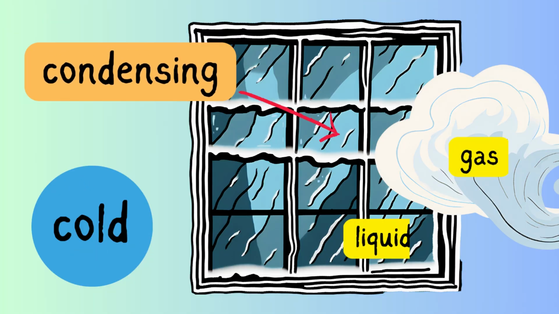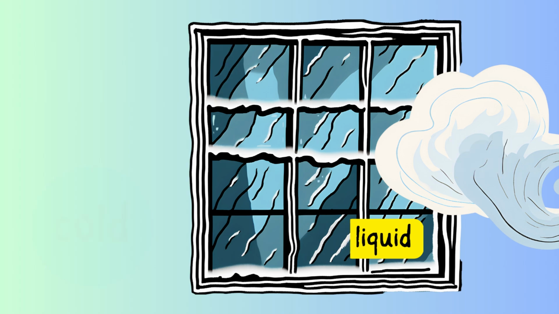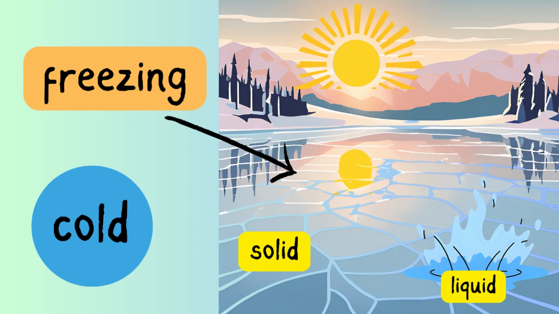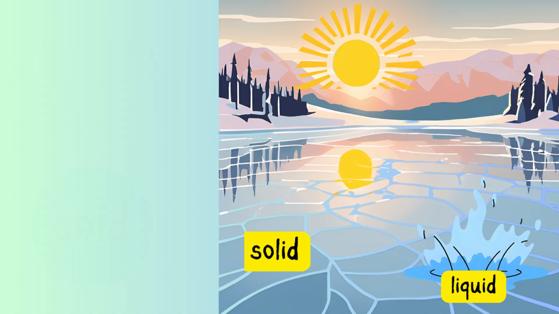When it gets cold, gases condense into liquids. For example, steam condensing into water drops on your window. When it gets very cold, liquids freeze into solids. For example, water freezing into ice.